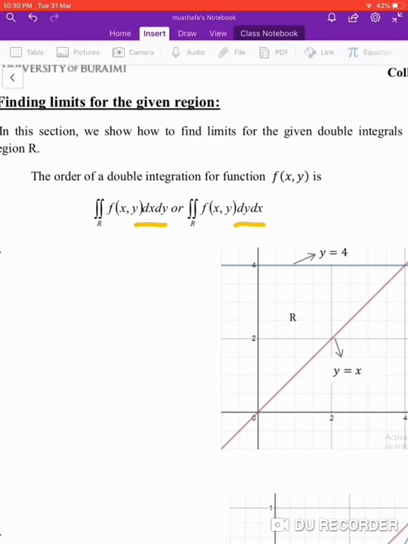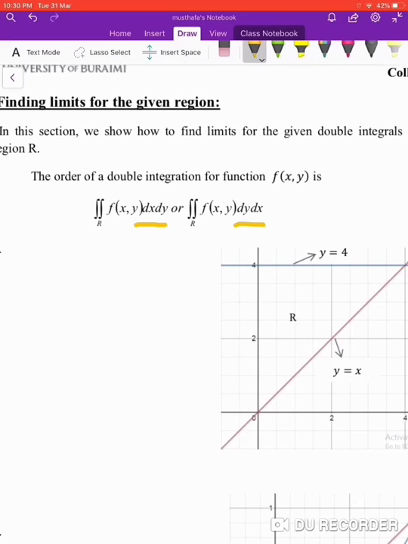can be of an order dx dy or dy dx. Now, if your given integration is of an order dx dy, you are going to take the horizontal strip. That means you are going to shade the region by horizontal lines. If it is of an order dy dx, then you are going to take the vertical strip. It means you are going to shade it by vertical lines, right?